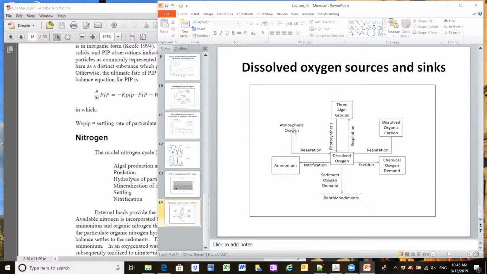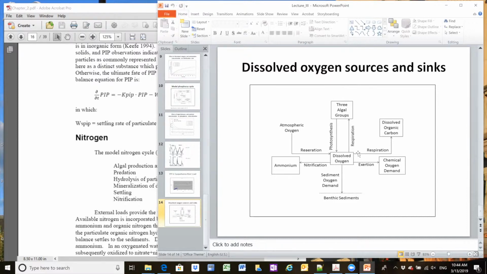Fair enough. The major issue with atmospheric oxygen is reaeration, and we may talk about that a little bit. It's unlimited, right? It only occurs at the surface, but effectively there's no limit. So once again, we have our friends, the three algal groups. When they grow, when they photosynthesize, they produce oxygen. Respiration, that's our friend basal metabolism, consumes oxygen.